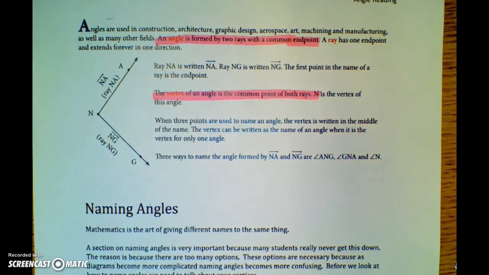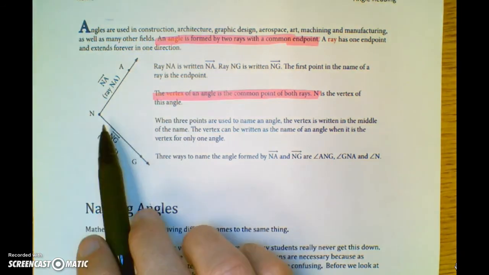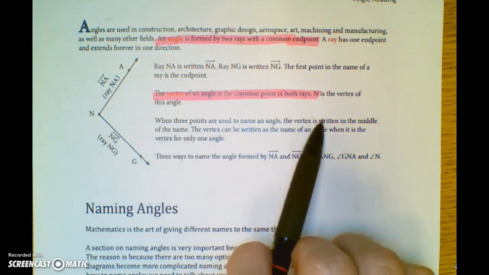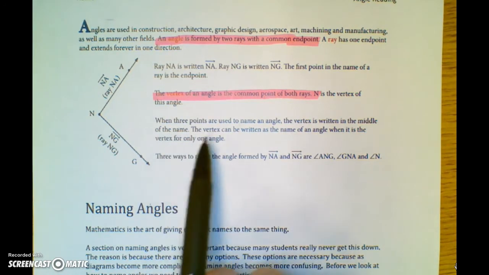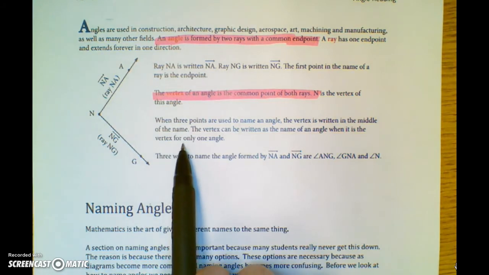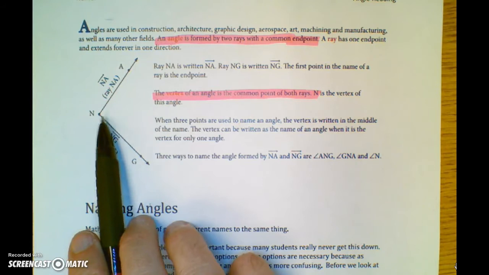So let's go back to our reading. So N is the vertex of this angle. It's where the two rays come together and form this angle. When 3 points are used to name an angle, the vertex is written in the middle of the name. The vertex can be written as the name of an angle when it is the vertex for only one angle. So this is an important point in how we name angles. We've got to keep that in mind as we keep reading.